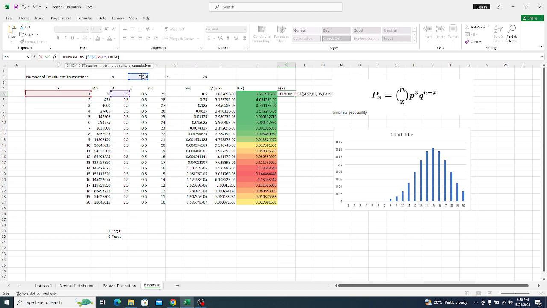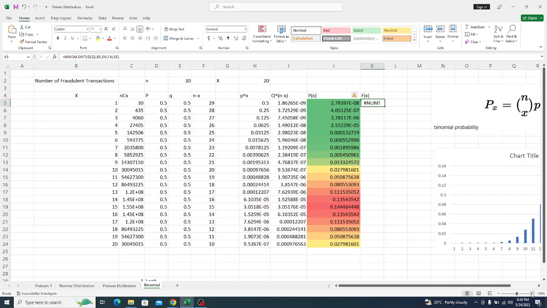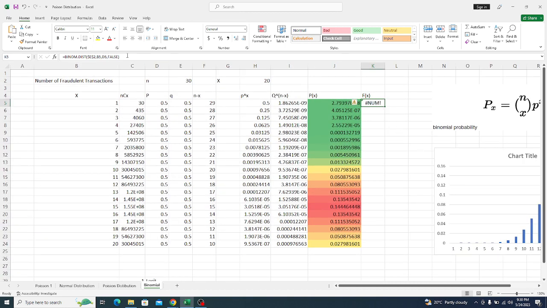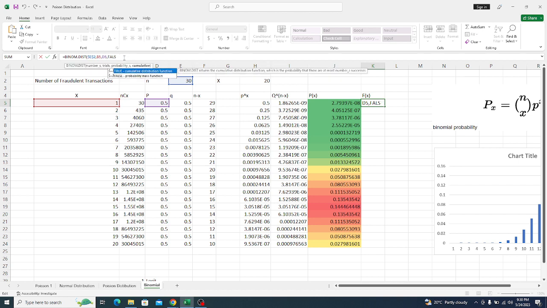So let's do that and see, maybe, sorry, it is giving me an error. So let me redo. We have binomial distribution. So with that, we need the total number of what?